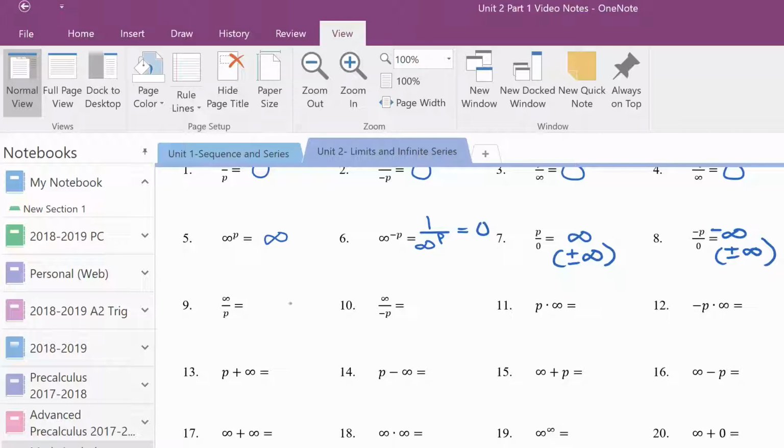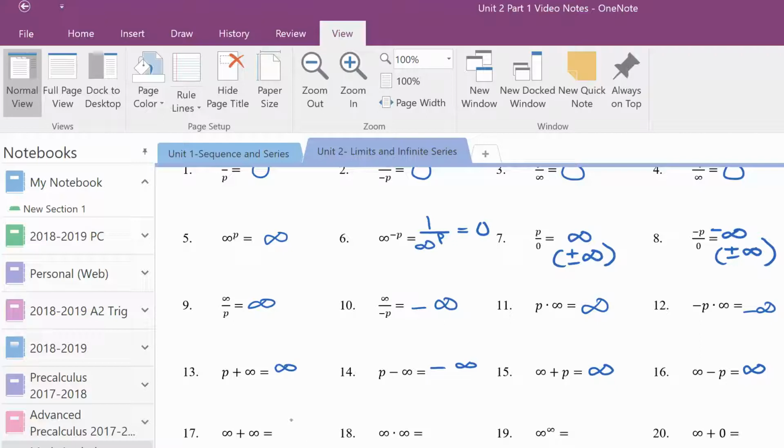Infinity over p is infinite. Same with infinity over negative p is negative infinity. p times infinity, well, that is just infinity. Negative p times infinity is negative infinity. p plus infinity is infinity. p minus infinity, that would be negative infinity. Infinity plus p is infinity. Infinity minus p, that's infinite.